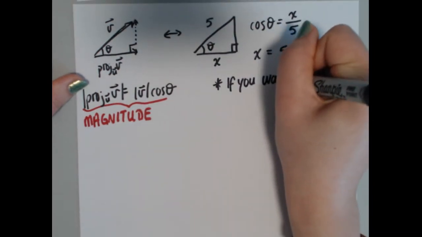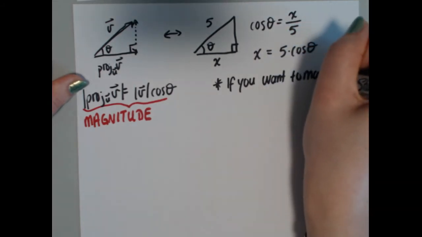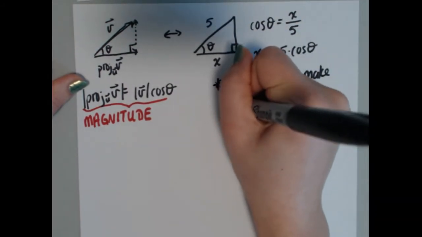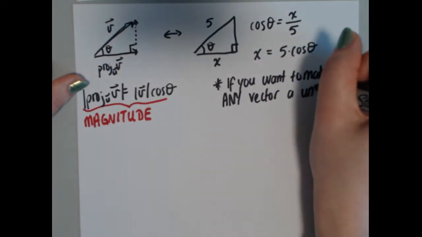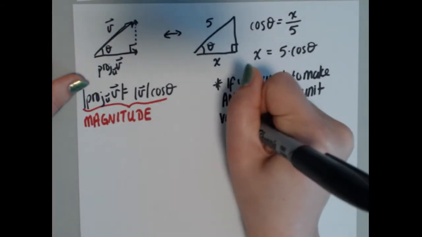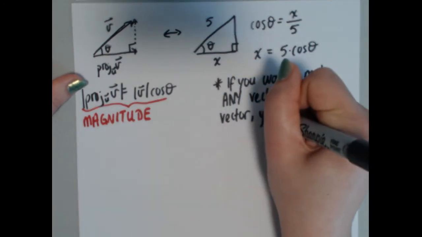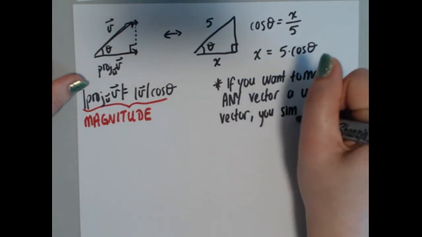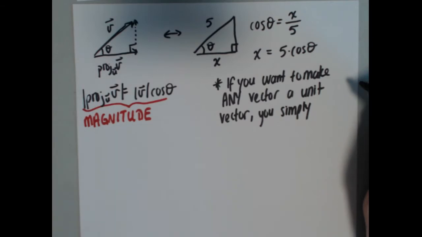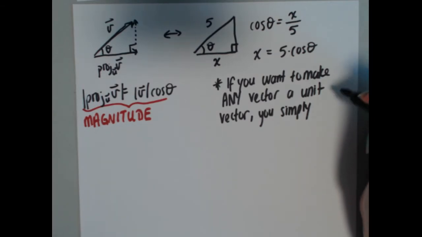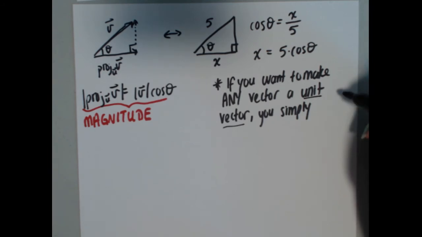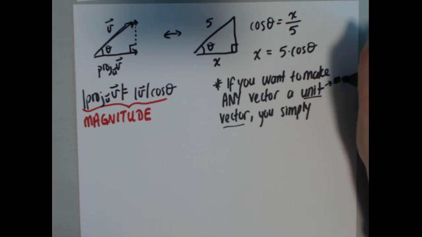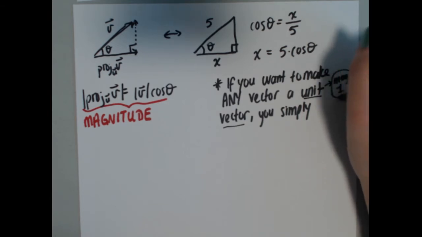If you want to make any vector a unit vector, you simply... I'm going to finish that sentence in just a moment. Okay, so remember what it means to have a unit vector. A unit vector is a vector with magnitude 1. The length of it is just 1.